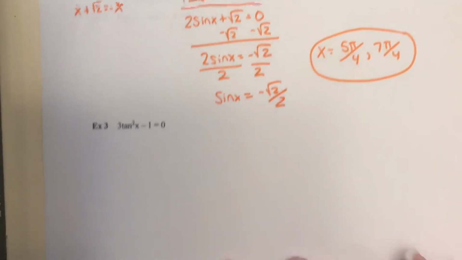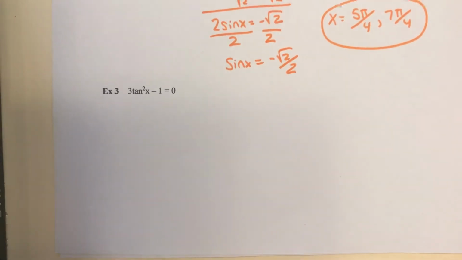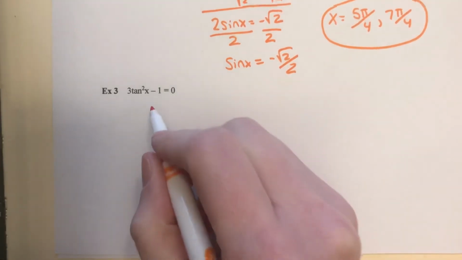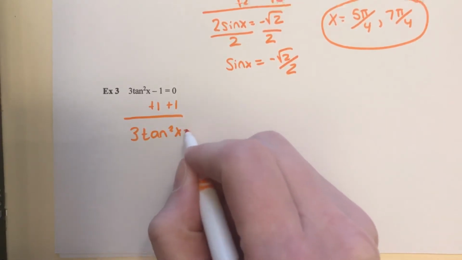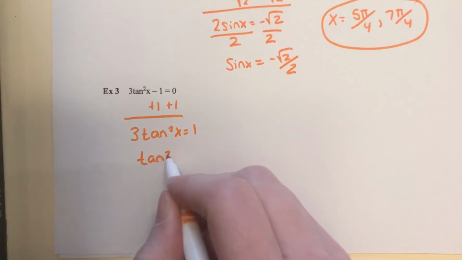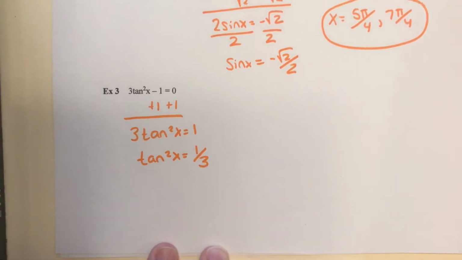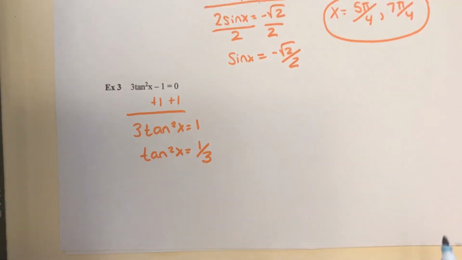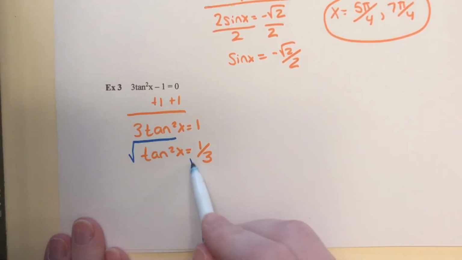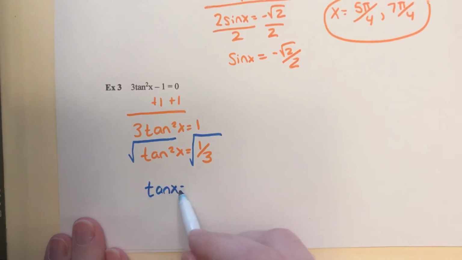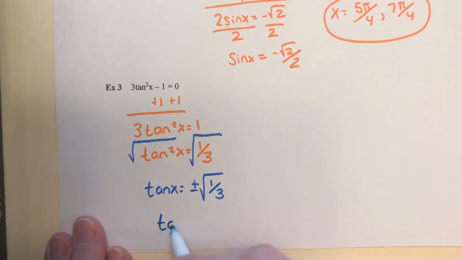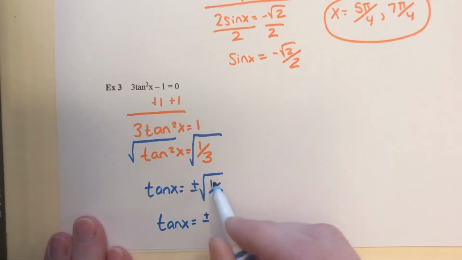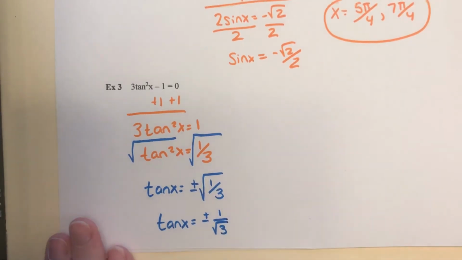Okay, moving on to question number 3. So number 3, I'm going to solve for tangent this time. So first thing I'm going to do is add 1 to both sides. And divide by 3. Now this time I have a square in my function. So to get rid of a square, we take a square root. And when we have a square root, we also have a plus or minus. And I'm going to simplify this a little bit. The square root of 1 is 1 over the square root of 3.